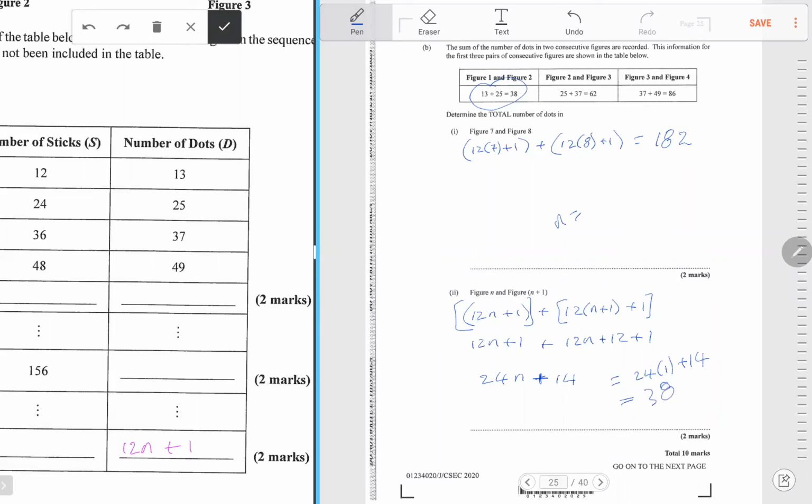So that's right. And we try it when n equals 2, just to test and make sure it's right. When n equals 2, that is this one now, so we get 62. So it will be 24 times 2 plus 14, which will be 48 plus 14, which is 62. So that's correct. So I'm good.